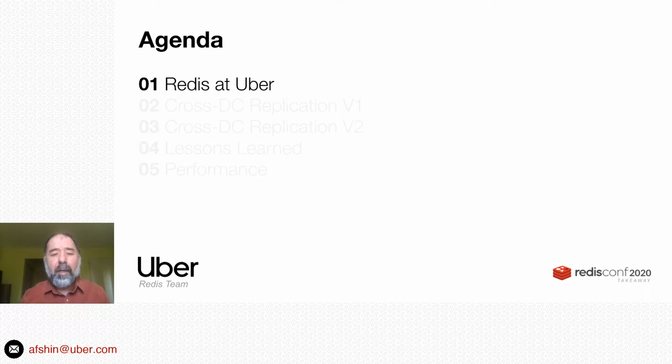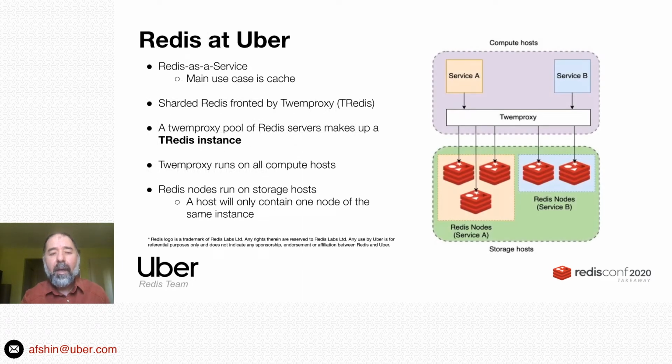Let's start with some high-level overview of how Redis is deployed at Uber. Redis team at Uber offers Redis through a Redis as a service model to the rest of engineering. Currently, the main use case is in-memory distributed cache to front our persistent storage solutions. Our deployment model is to use 2M proxy as the sharding and routing layer in order to be able to horizontally scale Redis. Internally, we call this T-Redis.